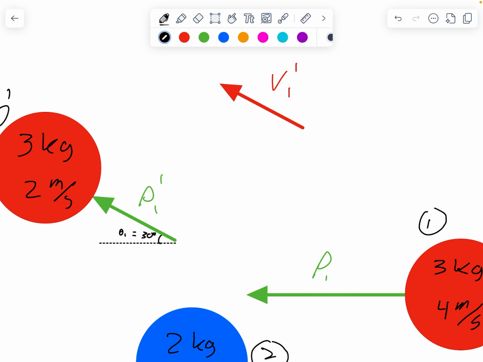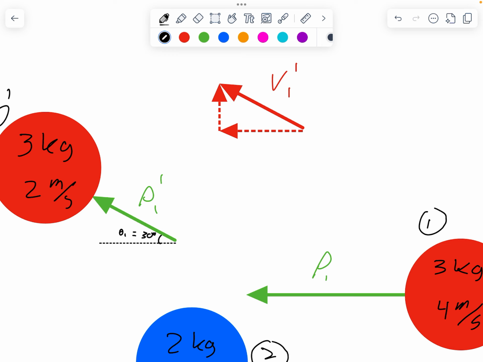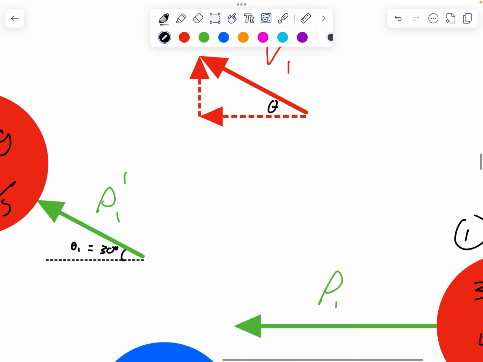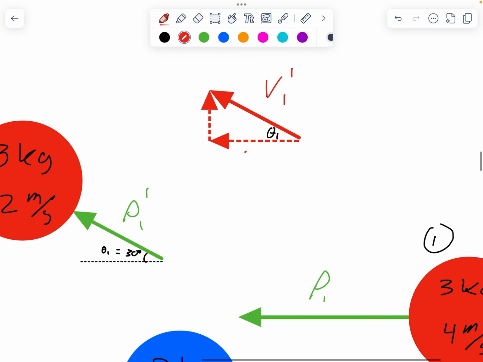Anyways, I'm going to take this velocity vector and break it into components. Because the vector points up and to the left, the components point up and to the left. I'm going to draw those components with little dashed lines, just to make it clear that I'm working in components. And then I have this angle, the 30 degrees down here. So this is angle 1. The way I would name these components, this would be V1 prime in the X direction, and this would be V1 prime in the Y direction.